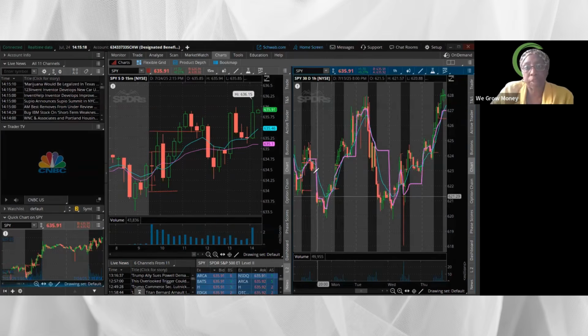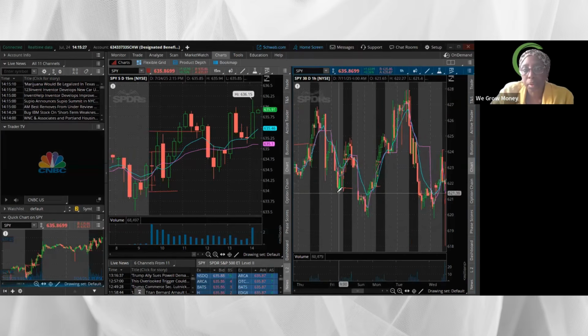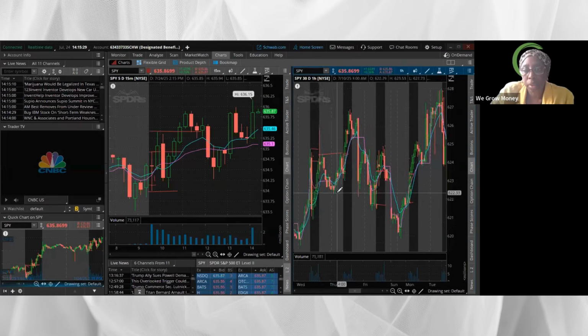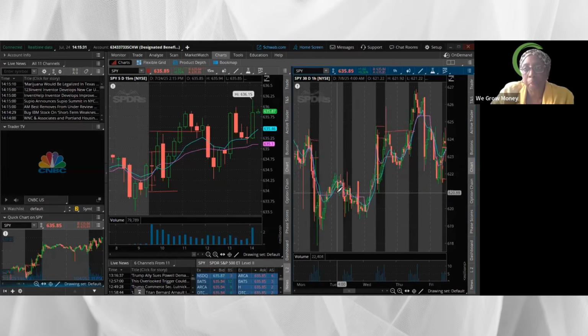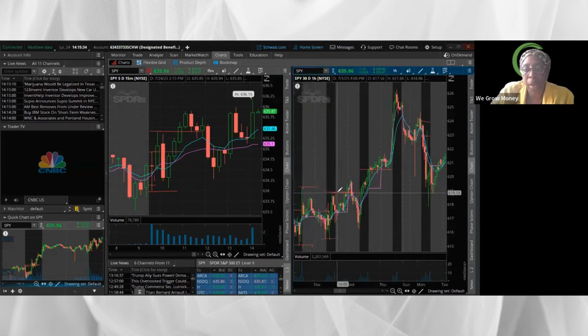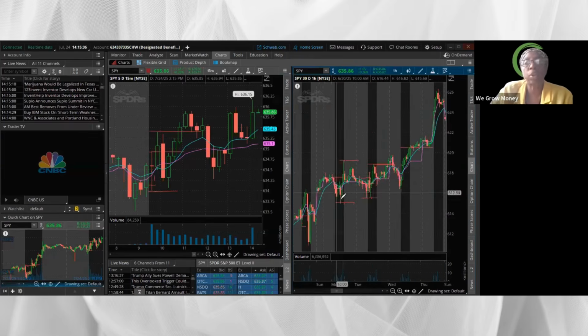Guess what happened the next day with this gap? It came up and filled it. It filled the gap, so now that's no longer a play for us. Scrolling, so no gap. I'm looking for gap ups at this point because the market is in an uptrend. Okay, so no gap ups.